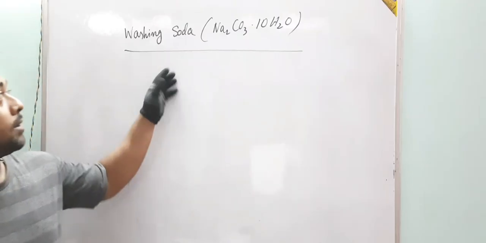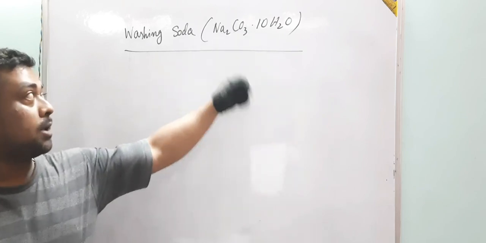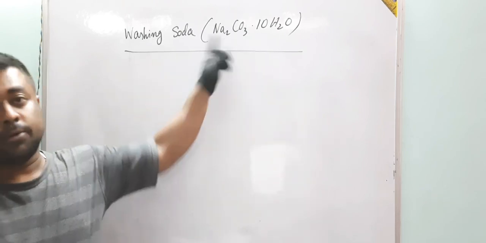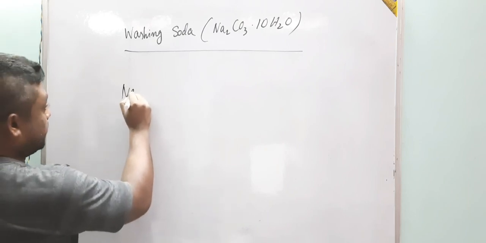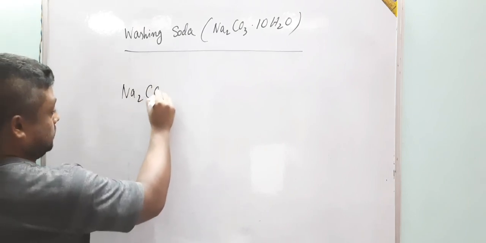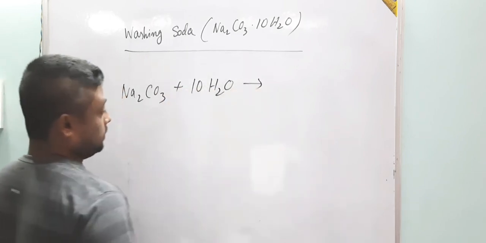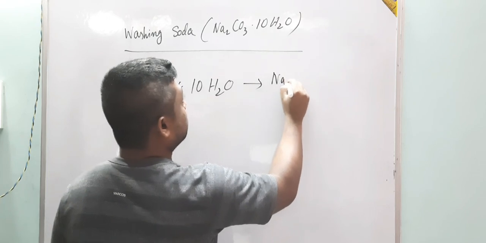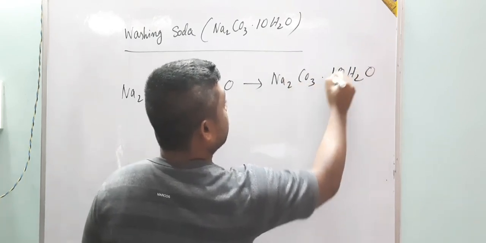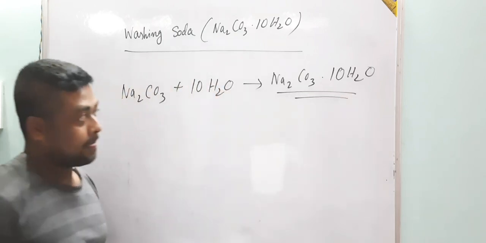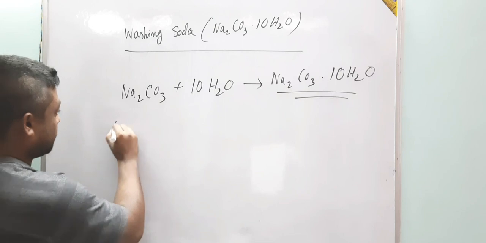Washing soda, sodium carbonate dot 10H2O, is its chemical formula. Now, how is this washing soda prepared? When sodium carbonate is allowed to react with 10 water molecules, it results in the formation of sodium carbonate dot 10H2O, and this is known as washing soda. Now, what is this 10H2O? It is known as the water of crystallization unit.